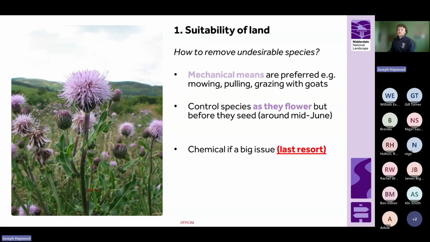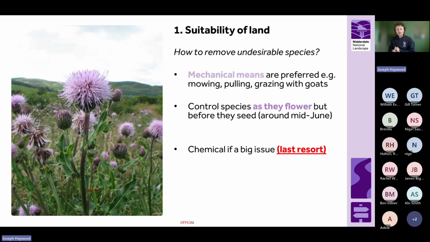You can use chemical control if it's a really big issue, but I don't recommend that unless it's a large project. Options you can do with chemical: you can do weed wiping, where you drag it behind the back of a tractor and it's basically a big brush that wipes the herbicide on top of the weeds, which are usually the undesirable species, which are usually taller than the other surrounding vegetation. So you're only applying it to the target species.